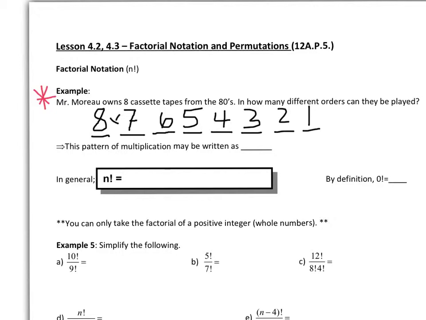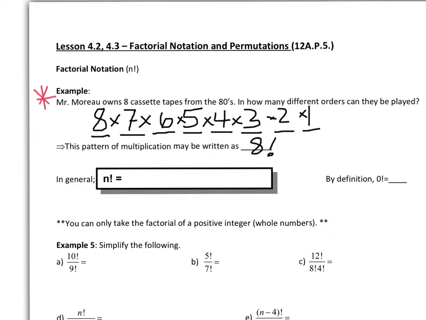Anyway, you multiply all these together using the fundamental counting principle, and that will tell you how many different ways I can arrange my 8 cassette tapes. Now there's a nicer way of writing this. In fact, 8 times 7 times 6 times 5 times 4 times 3 times 2 times 1 can be summarized as 8 exclamation point. That's called 8 factorial.